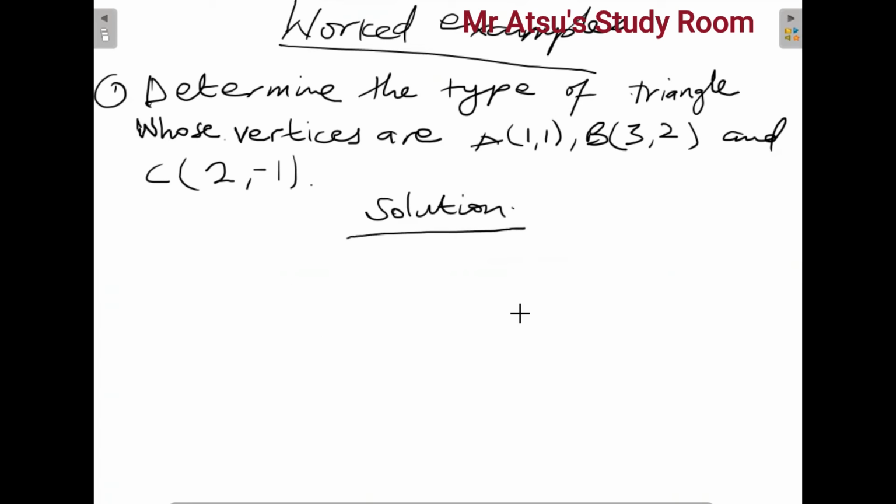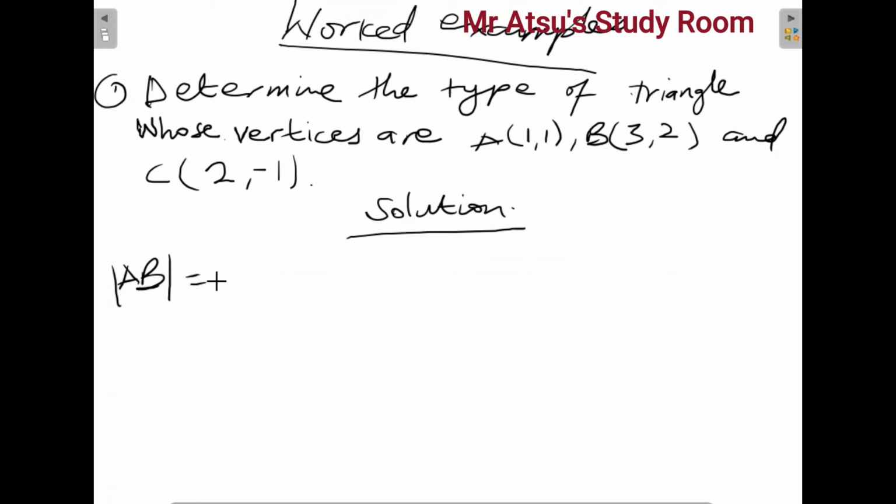Example 1 says, determine the type of triangle whose vertices are A (1, 1), B (3, 2), and C (2, -1). Like we said earlier in our previous slide, when the question asks us to determine the type of triangle, you just have to find the length AB, the length BC, and the length AC.